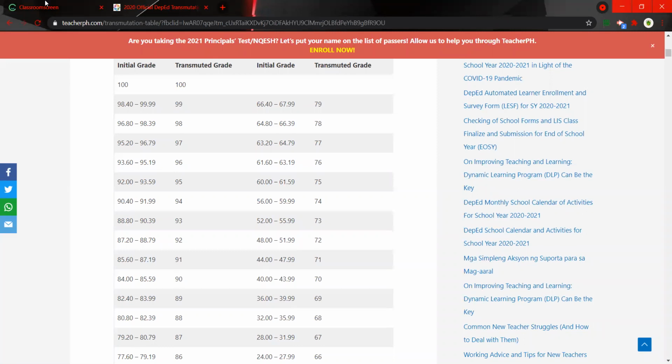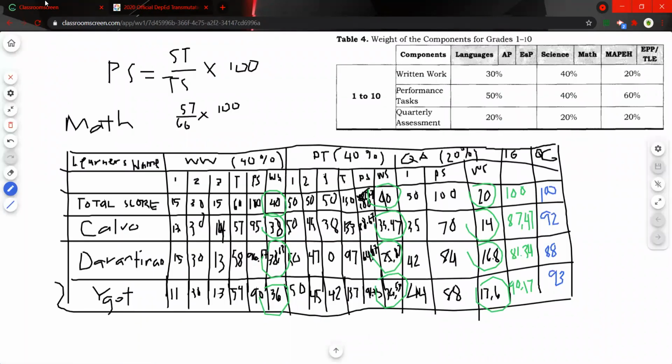Very good. That is the quarterly grade for Calvo, Darantino, and Igot: 92, 88, 93. The distance between the transmuted grades is big, because the students' grades differ a lot. As you can see, Darantino got 0 in the third performance task, which dragged down his grade.